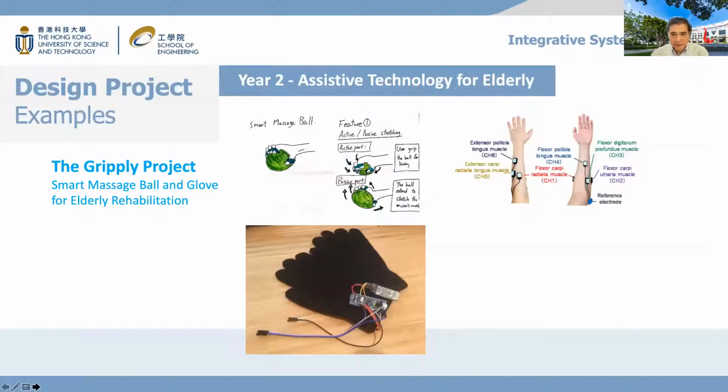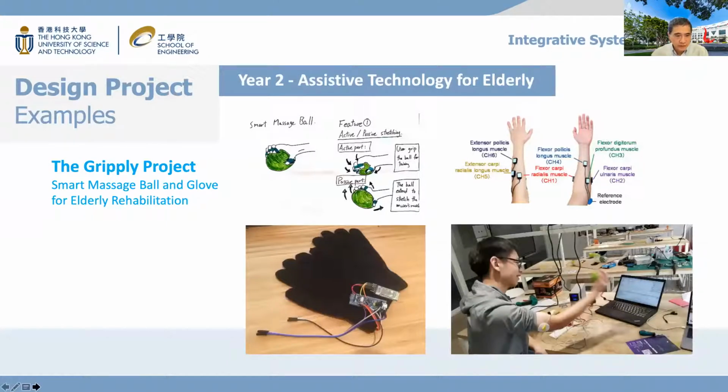So as we said, you need to do a year-long project in second year, third year, and fourth year. Every year you need to do a project together with other students. This is an example of a project that the year 2 students last year worked on: assistive technology for the elderly, helping the elderly in some of their daily lives.